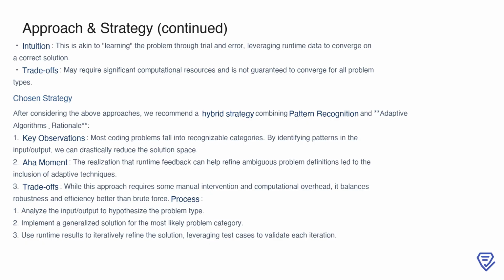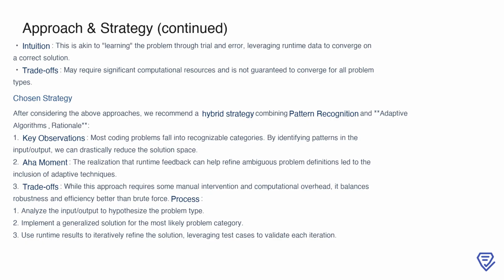There are several reasons why this hybrid approach stands out. Firstly, coding problems typically fall into recognizable categories, and identifying patterns within the input or output can significantly narrow down the solution space. Secondly, incorporating adaptive techniques allows us to refine our understanding of the problem as we receive runtime feedback, making it a dynamic and iterative process. While this hybrid strategy does involve some manual intervention and computational overhead, it strikes a balance between robustness and efficiency.